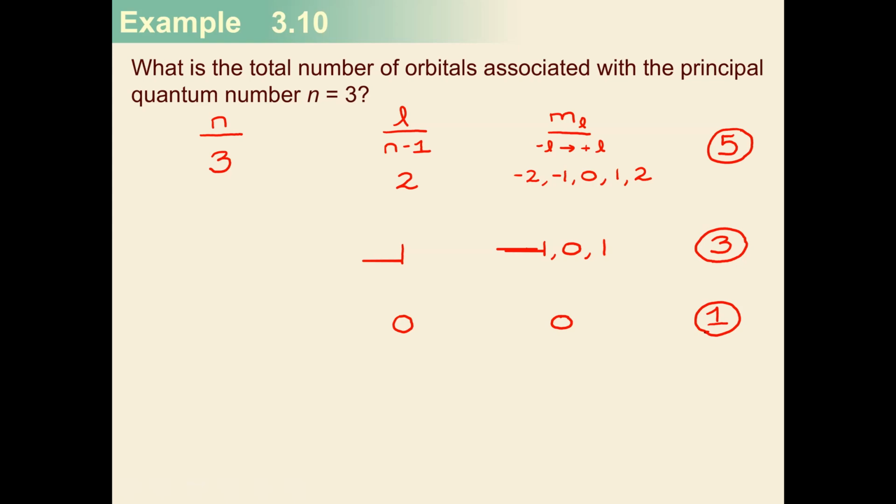Now I must take the sum of those numbers together, and I am allowed to have a total of 9 different orbitals. So this means that if I have the principal quantum number 3, I'm allowed to have 9 different possibilities of putting electrons into those orbitals.